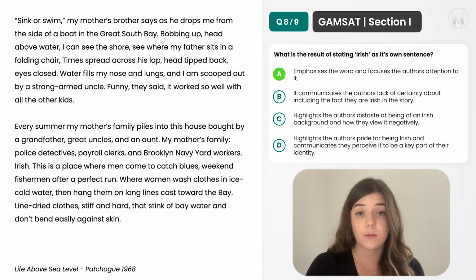And that leaves us with option A, which is also the safest option. We haven't assumed anything, and I think everyone would agree that by having it in its own sentence, it's emphasizing it. So option A is the correct answer to question 8.